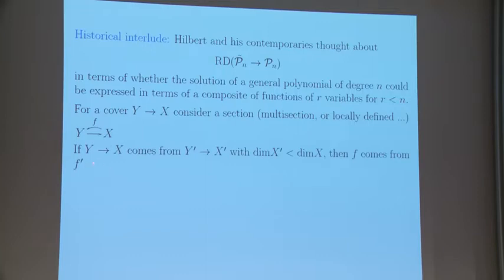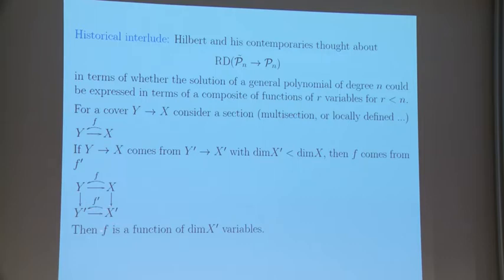And let's suppose now that this y to x comes from some y prime mapping to x prime with the dimension of x prime less than dimension of x. Okay. Then you can choose, so y is the fiber product of y prime and x of x prime. So you can actually choose a section here, and then this guy comes from here. And then f is a function. It's really determined by f prime.